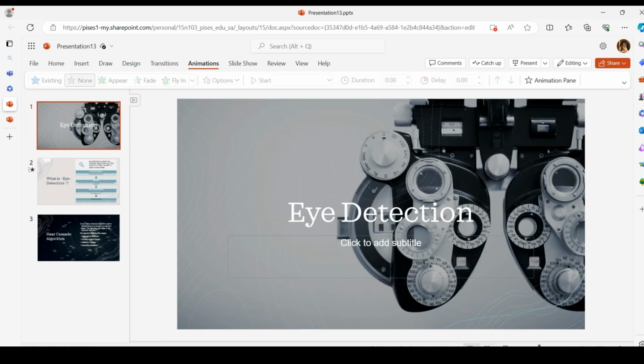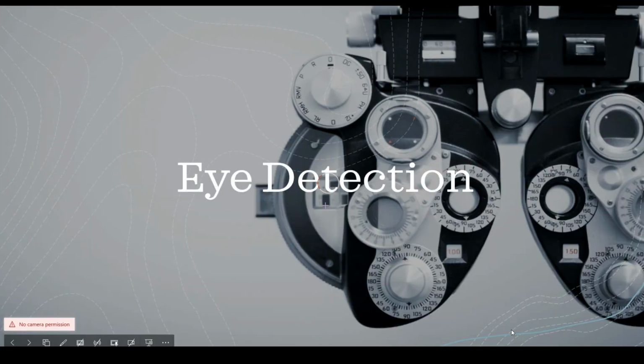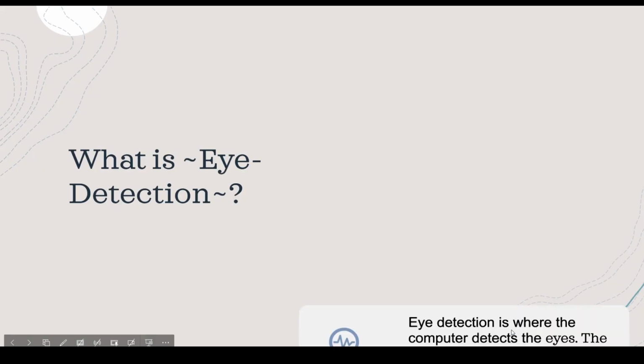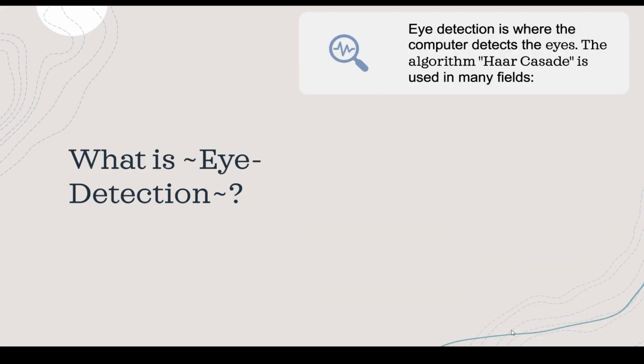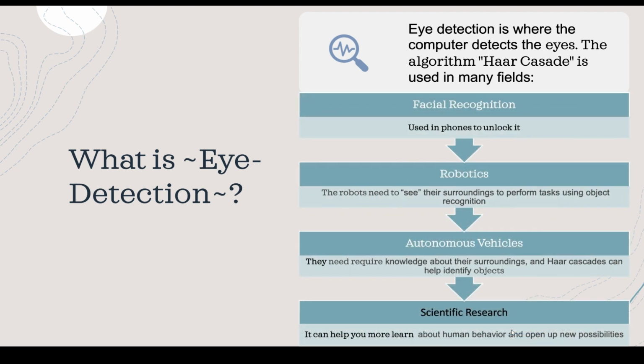Today we will be learning about eye detection. So now what is eye detection? Eye detection is where the computer detects the eyes. The algorithm, which is Haar Cascade, is used in many fields, such as facial recognition. It is used in phones to unlock it.